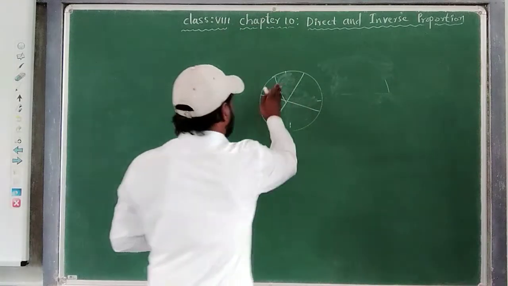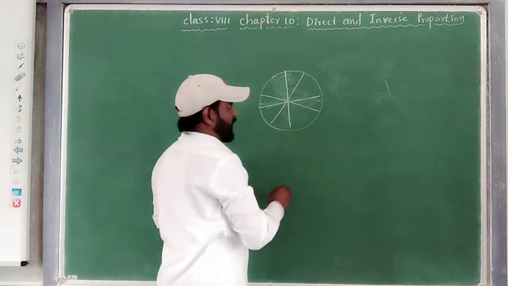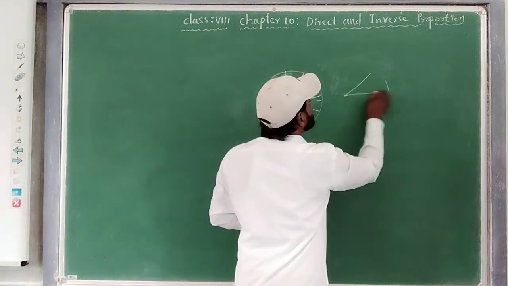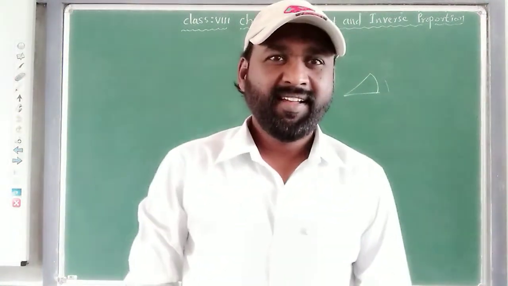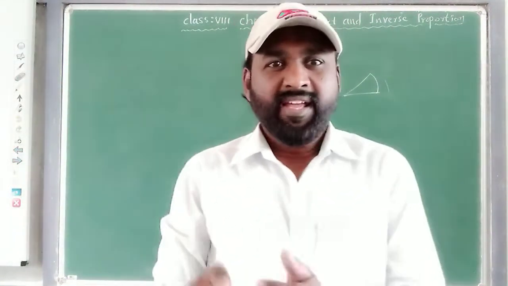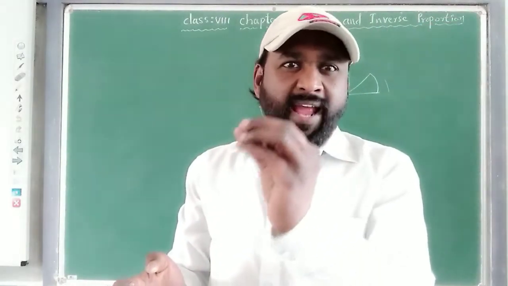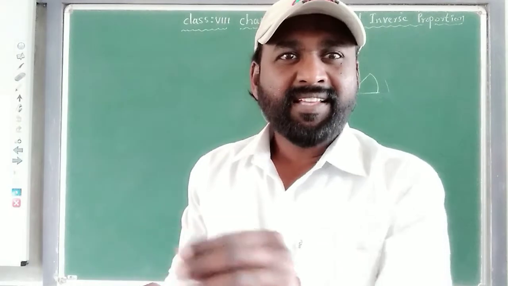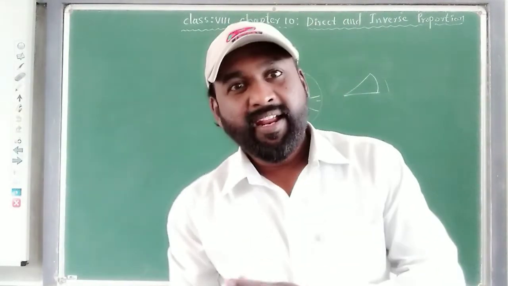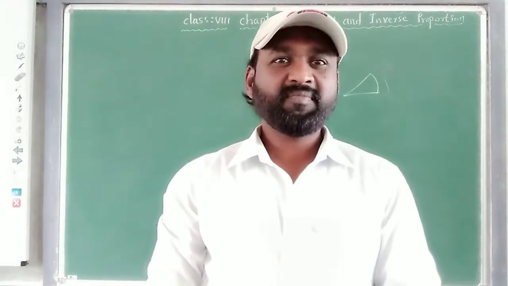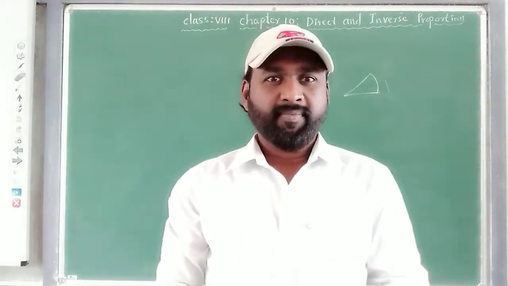Suppose there are 8 friends, then what do you do? Like this, you make 8 equal parts. Then the size of each piece will be even smaller. In this situation, what is happening? If the number of friends is increasing, the size of the cake piece is decreasing. This situation is called what? Inverse proportion. Hope you all understood by these examples.